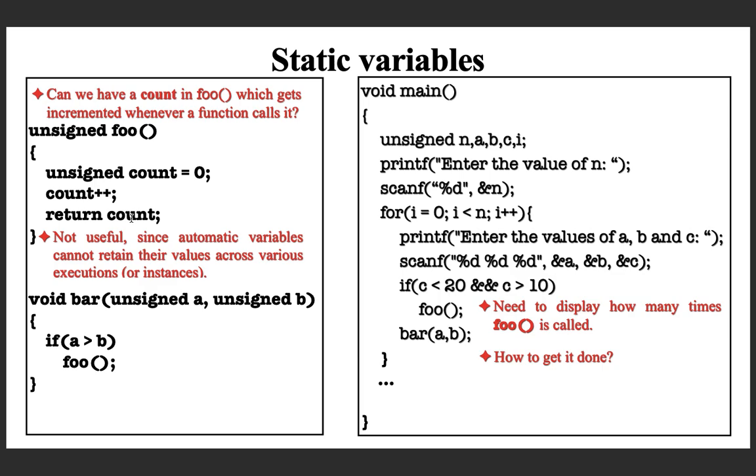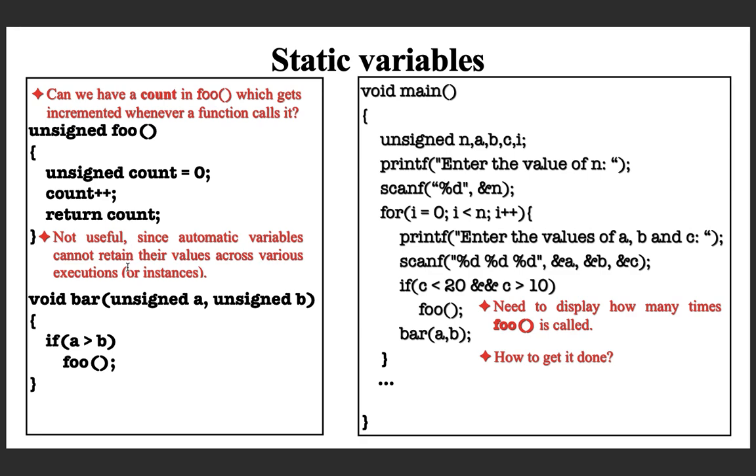Why? Because you know that for automatic variables, memory is allocated for each function call or each function invocation, and that memory is returned when that function instance is finishing its execution. That means between two executions the memory is not valid. So, every time when that function is called for execution, memory is created. So, it cannot retain its value between executions. So, that is the problem here.